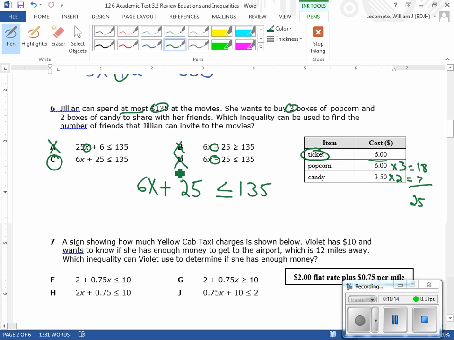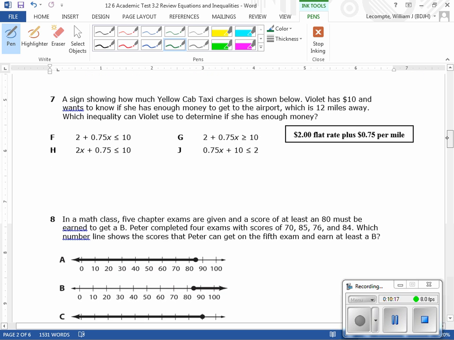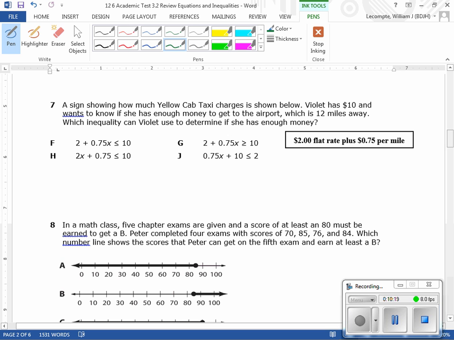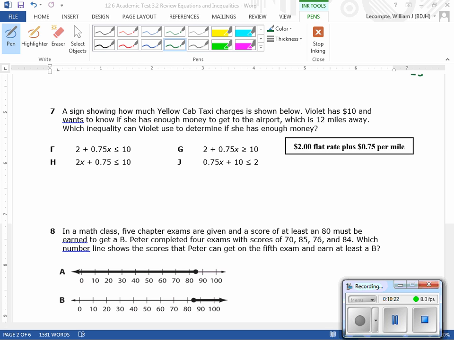Number 7. A sign showing how much Yellow Cab taxi charges is shown below. Violet has $10 and wants to know if she has enough money to get to the airport, which is 12 miles away. Which inequality can Violet use to determine if she has enough money? So, first of all, she has $10. So I'm looking for an inequality that says that I can't spend more than $10. So no matter what, G says that I'm going to spend more than $10. So that is incorrect information.